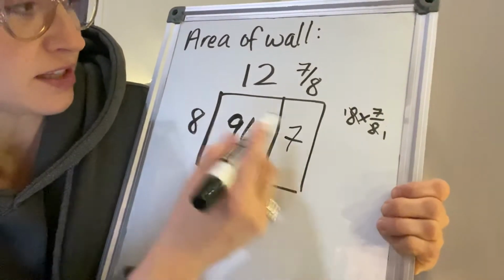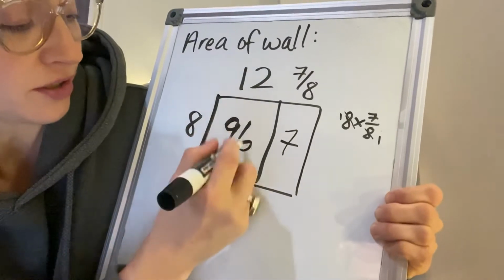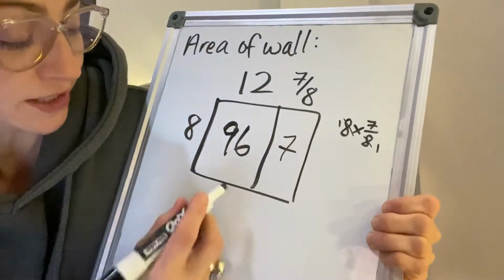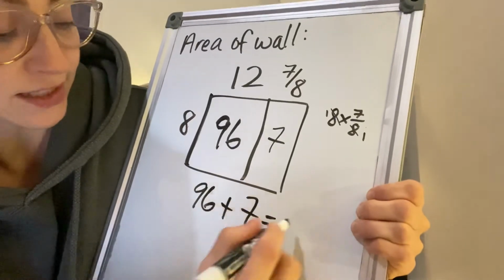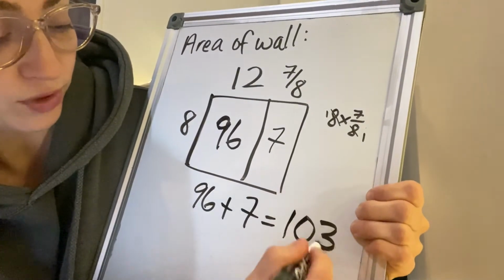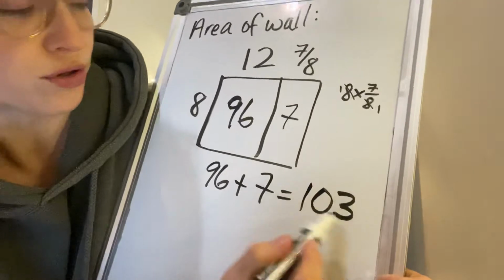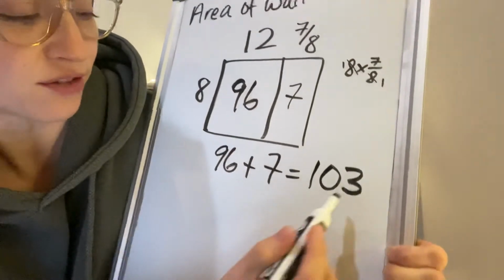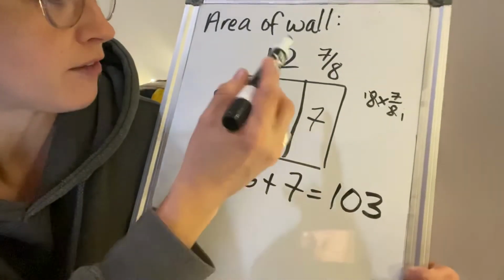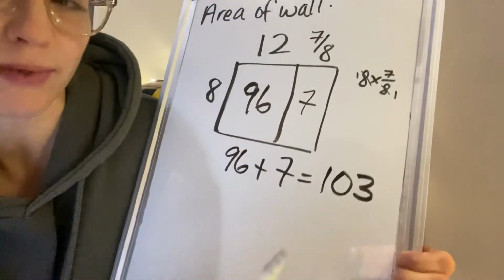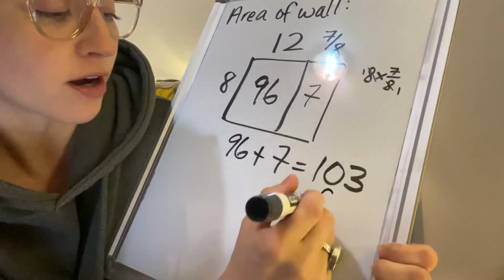So now to find this full area of the wall, we have the area pieces here, you must add them. 96 plus 7 is 103. This is our total area for the whole wall itself. What is my label? Area. What is my label? We had feet by feet. So what is my label here? Feet squared. Very good.